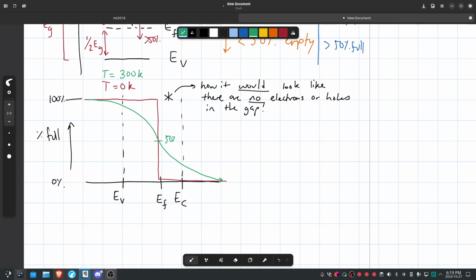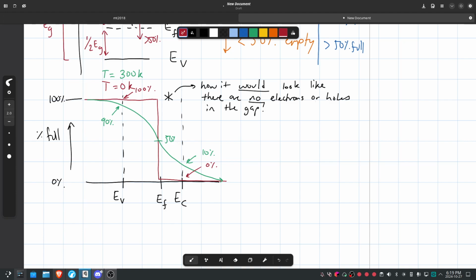As you increase the temperature, it flattens out, it increases this slope. It makes it wider, right? So at this point, it's not going to be entirely full. It's going to be, say, 90% full. And at this point, it's going to be only, say, 10% full. If we compare that at T equals 0, it's going to be 0% full here and 100% full here. So that's what temperature does.